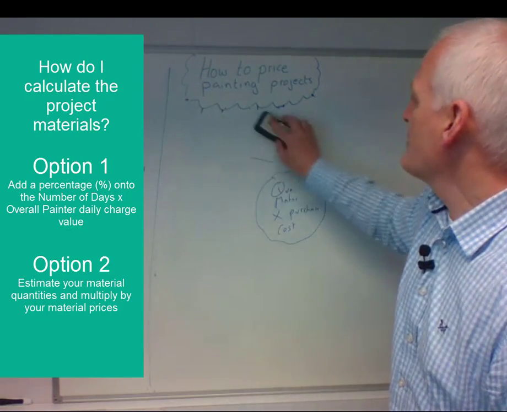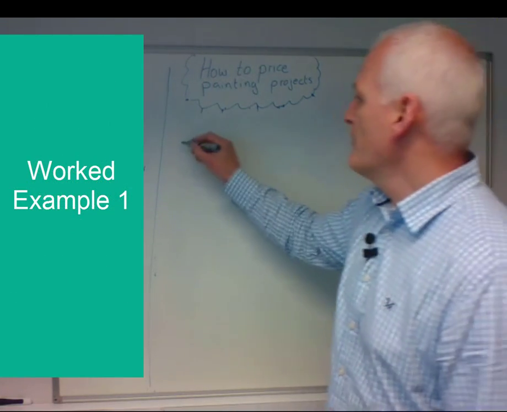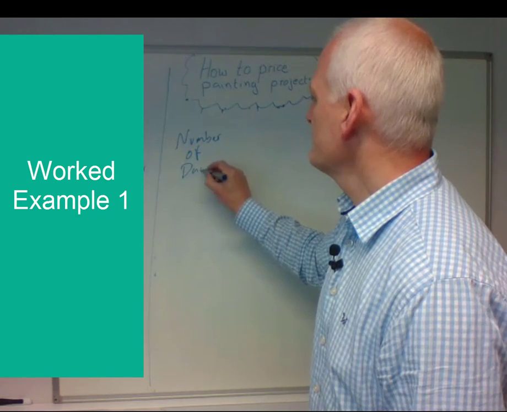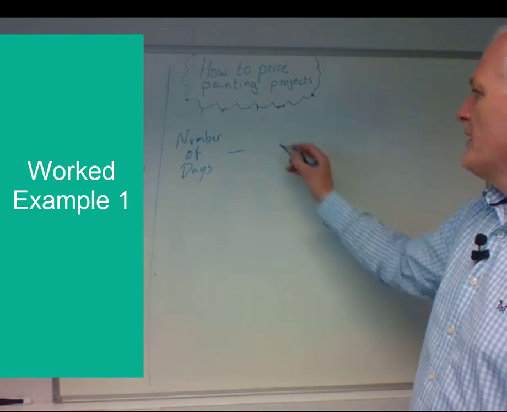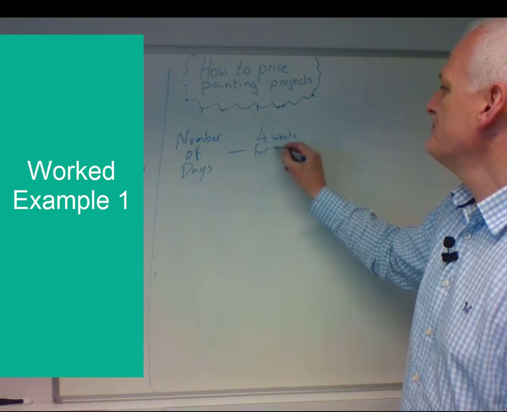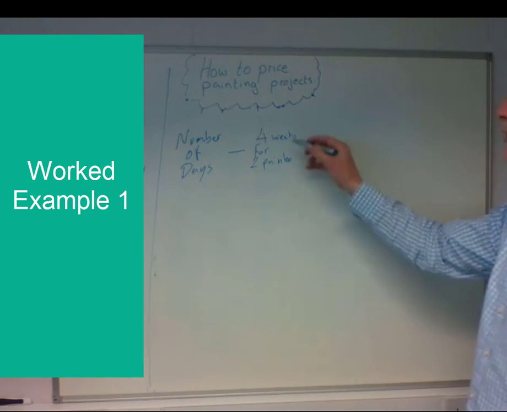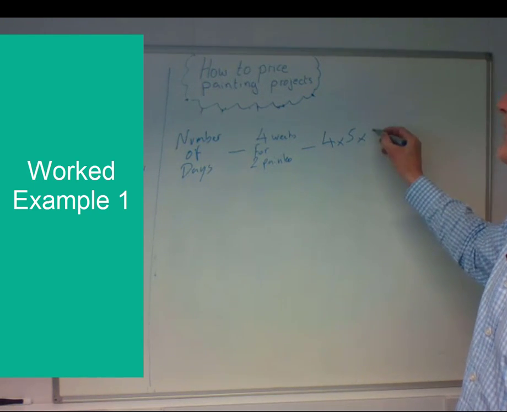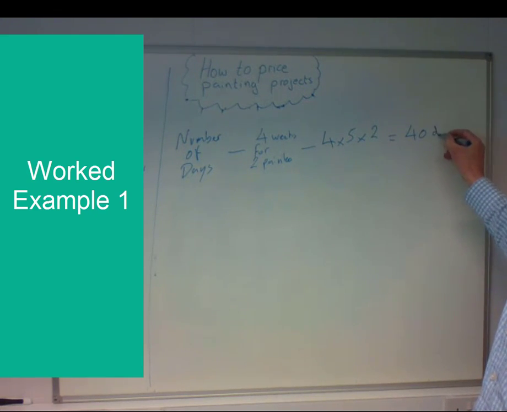So let's imagine we've got a project, we've looked at this project, and the first thing we need to do is to judge the number of days. So in this example, let's assume we've looked at it and we think we've got 4 weeks work for 2 painters. Now 4 weeks work for 2 painters equates to 4 times 5 days in the week times your 2 painters, which equals 40 days.